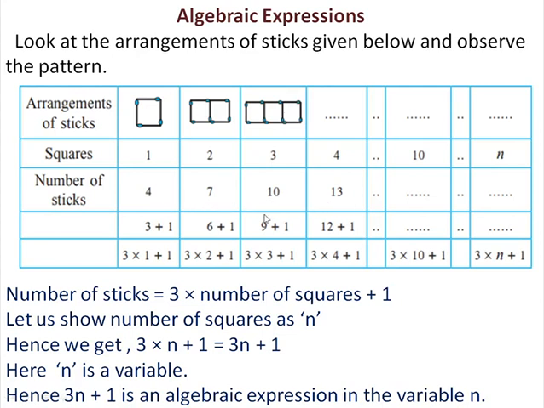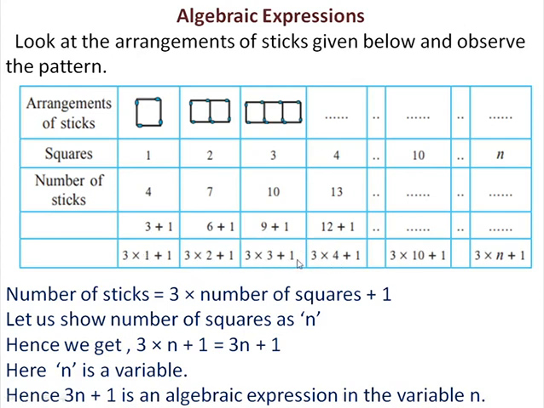Now, if you look at these numbers and arrange them in such a way that 4 can be written as 3 plus 1, 7 can be written as 6 plus 1, 10 is written as 9 plus 1, 13 is written as 12 plus 1. Now, if you look at these numbers 3, 6, 9, 12, all are multiples of 3. So, here we can write 3 as 3 into 1, 6 is written as 3 into 2, 9 is written as 3 into 3, 12 is written as 3 into 4.